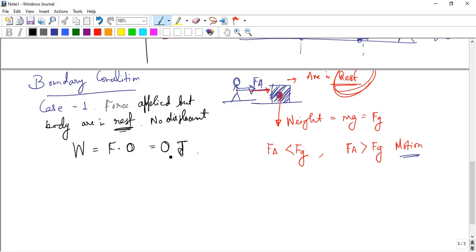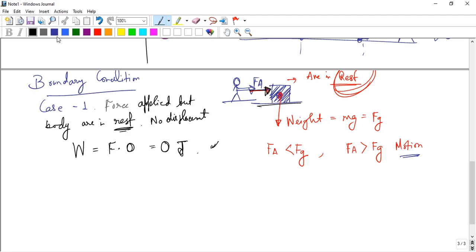If the body doesn't displace, but force may be applied, even a huge force, physics says that no work has been done. If the body gets displaced, you do some work, 10 joule, 22 joule, any work. But if the body doesn't displace, you do nothing. The very important thing is that the object must be displaced, the object must be in motion.